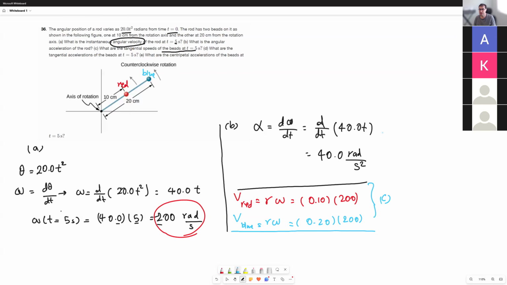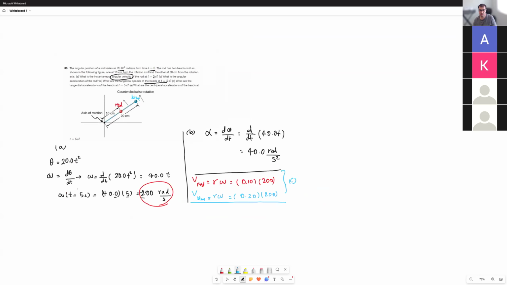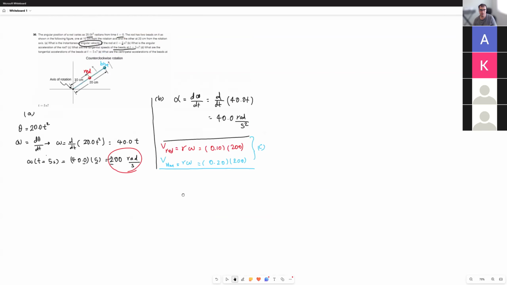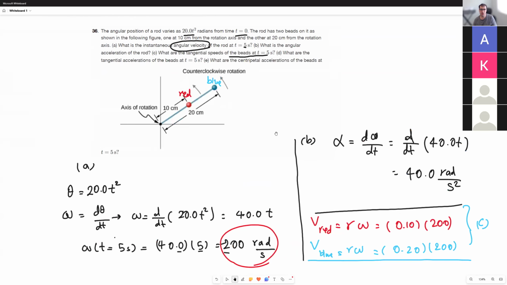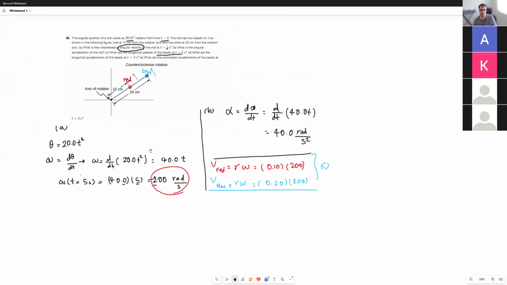And part D, to give myself a bit more space. Part D is asking what are the tangential accelerations? So tangential acceleration, what should I do, guys? Tangential acceleration, part D. A tangential is going to be equal to R alpha.